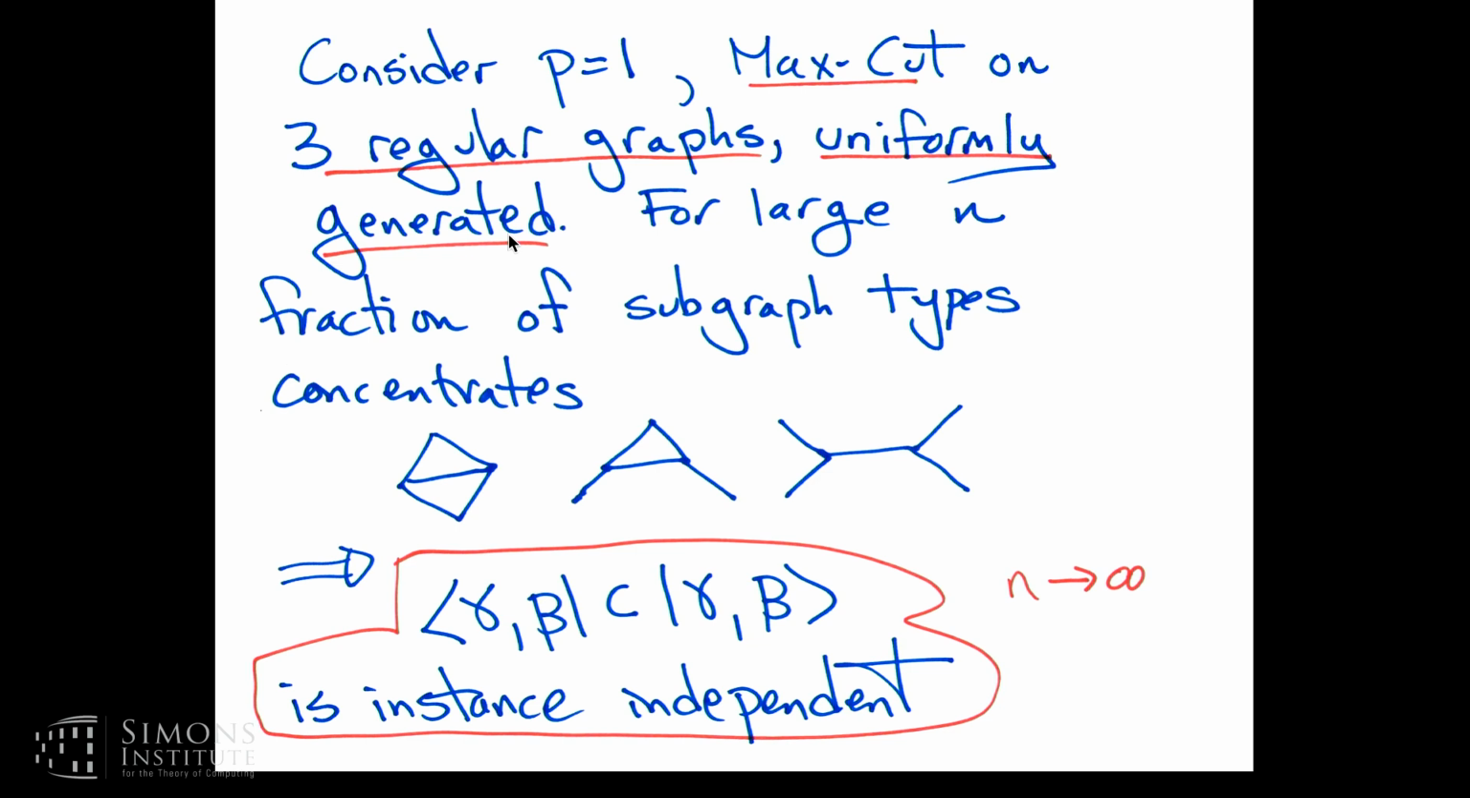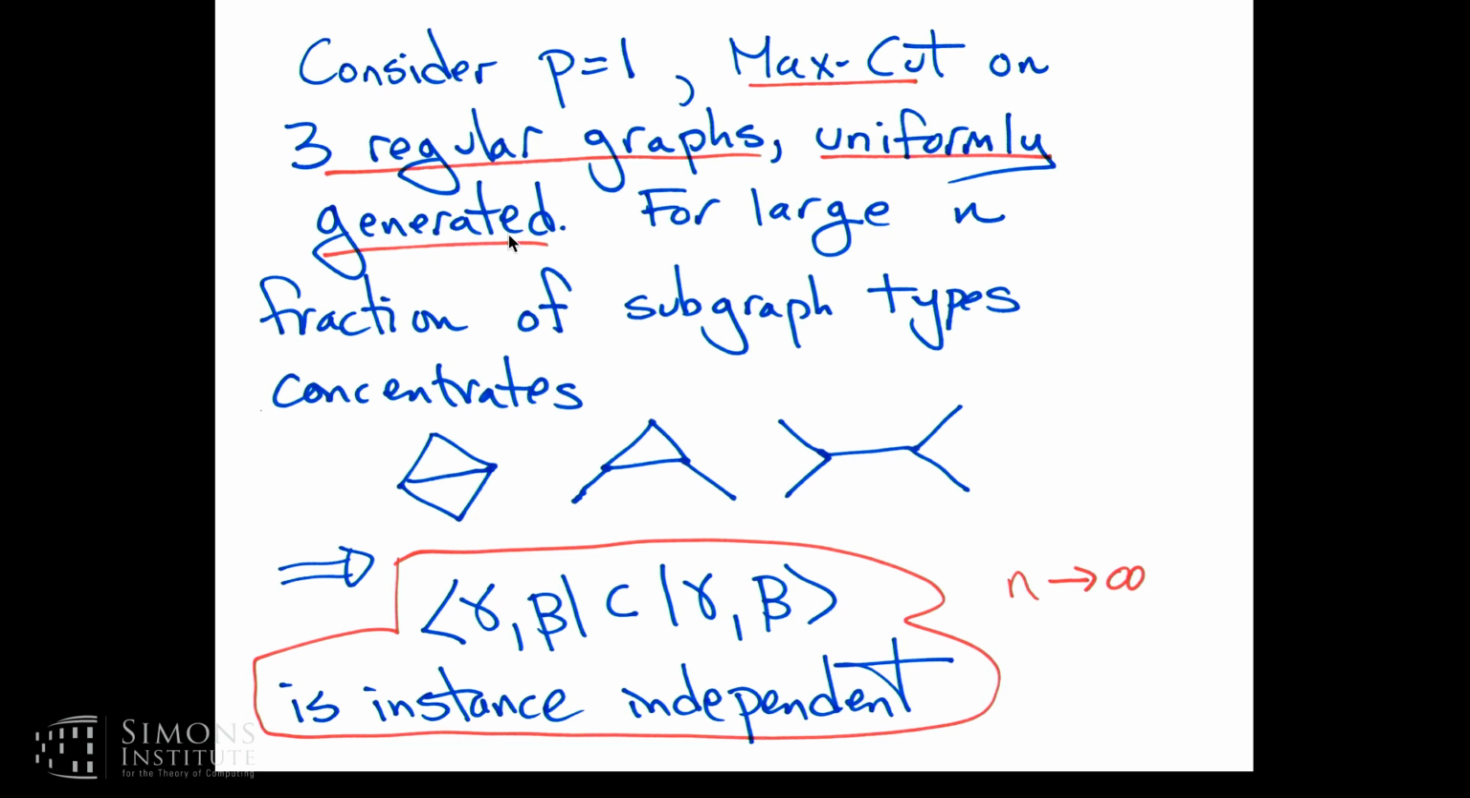Okay? Now, what? Can I ask a question? Sure. What do you mean by uniformly generated? Well, let's say that is an ensemble. I could have an ensemble of all 3 regular graphs, and I pick each one with equal probability. That's an example. That's a well-defined ensemble. Sure.